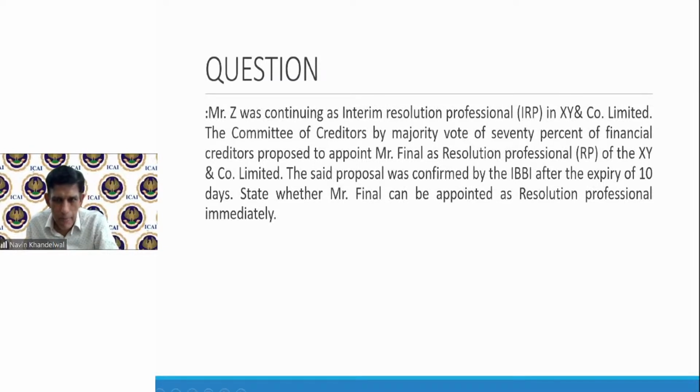Mr. Z was continuing as IRP in XY and Company Limited. The COC, by a majority of 75% of the financial creditors, proposed to appoint Mr. Final as RP. The said proposal was confirmed by IBBI after the expiry of 10 days. State whether Mr. Final can be appointed as RP immediately. The answer is no. He cannot be appointed as RP till the appointment is made by the NCLT. So till that time, it is Mr. Z who is going to continue. Even if IBBI has confirmed, the appointment has to be done by NCLT.